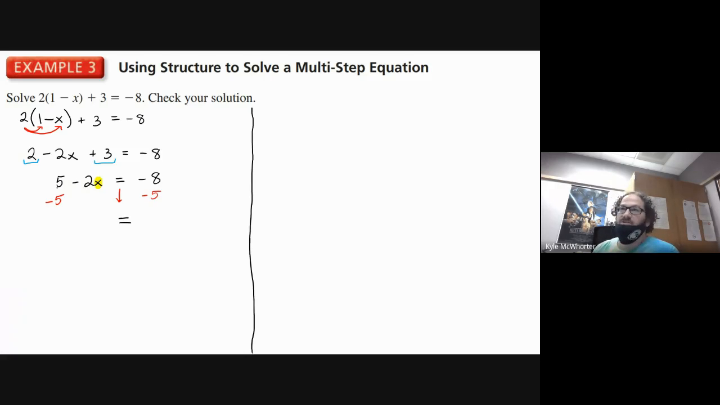So on the left side, 5 minus 5 is 0. 0 minus 2x is just negative 2x. Negative 5 minus 8 is negative 13. And then our x now, the only operation happening to x is that it's multiplied by negative 2. So we're going to divide by negative 2. We divide both sides by negative 2. Negative 2 divided by negative 2 is positive 1. So 1x is what we're left with. And if you just have 1x, you don't have to write the 1. So negative divided by negative is positive. 13 divided by 2 is 6.5.